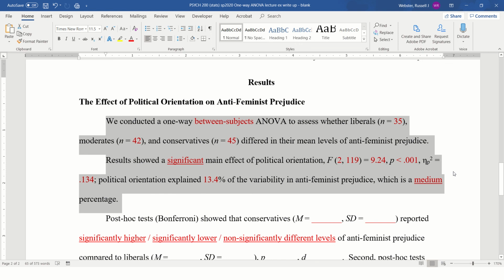All right, so those are the first 2 paragraphs of the write-up. In the next video, we will discuss the post hoc tests and fill out the 3rd paragraph here.